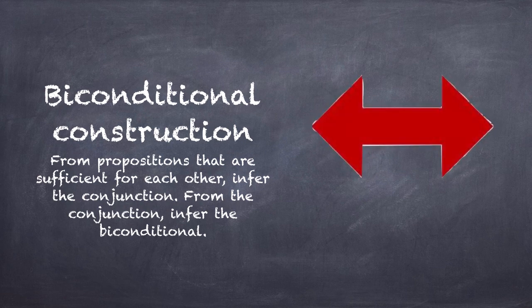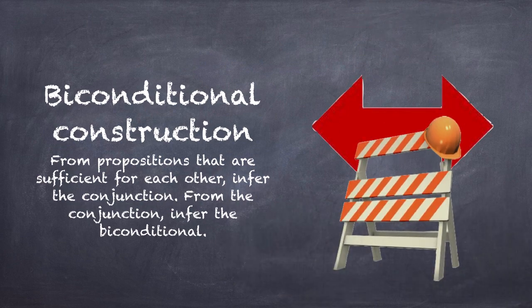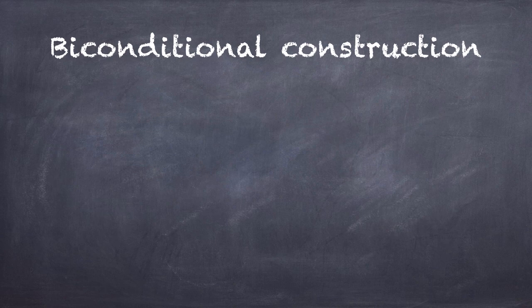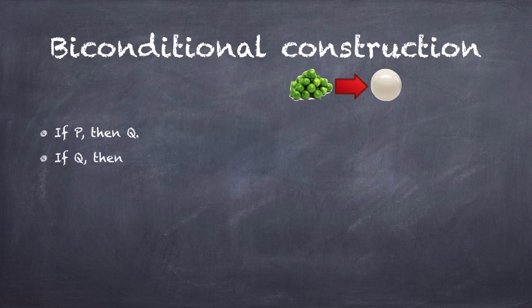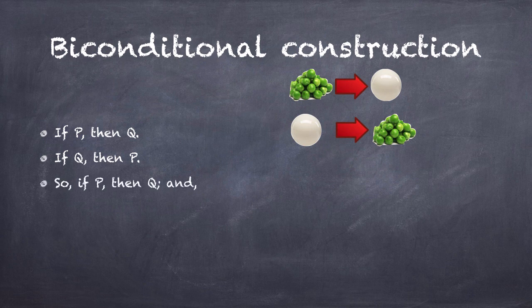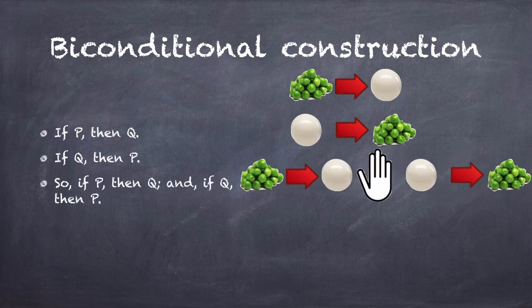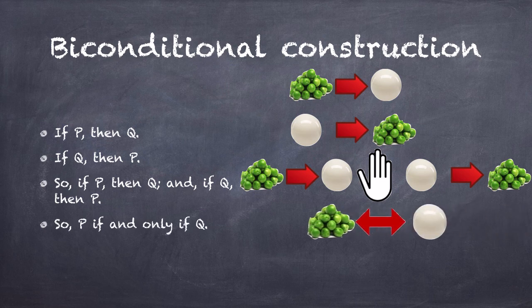For a memory mansion image of biconditional construction, I use the double arrow with a construction warning sign. Here is the form of biconditional construction. First, we have a conditional if P then Q. Second, we have another conditional using the same component propositions but in reverse positions, if Q then P. Next, we infer their conjunction. Finally, from their conjunction, we infer the biconditional.